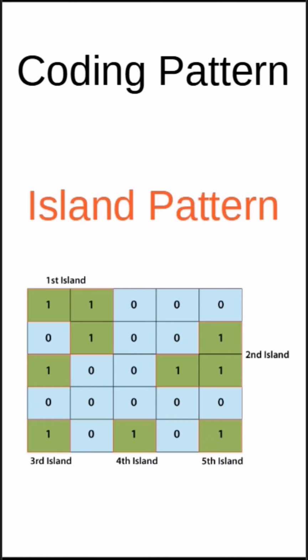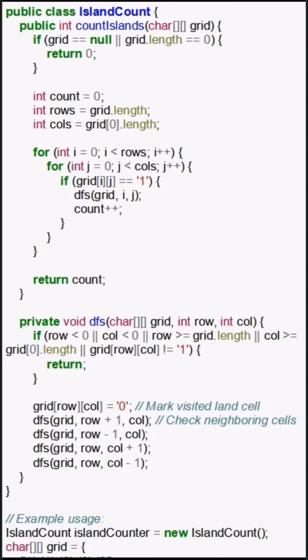So how does it work? We utilize techniques like DFS or BFS to traverse through the grid, identifying and marking land cells as we go. So let's dive into a quick example in Java. In this example, we will count the islands in a grid structure. So whenever you are faced with problems involving grid traversal and island identification, remember this pattern for an efficient solution.